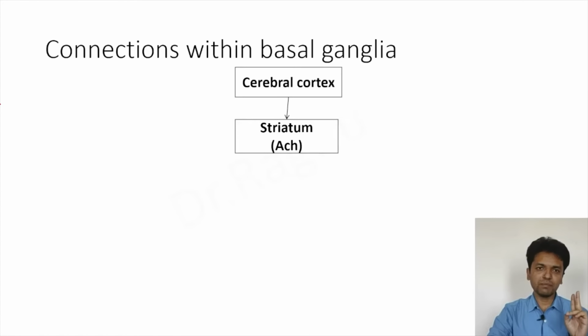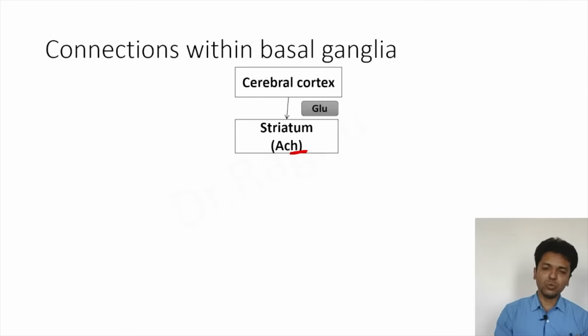There are two types of fibers coming from the cerebral cortex to the striatum. One is the cholinergic fibers, wherein the neurotransmitter is acetylcholine. The second one is glutamatergic fibers, wherein the neurotransmitter is glutamate. Remember, both glutamate and acetylcholine are excitatory. That means excitatory fibers from the cerebral cortex are going to the striatum.